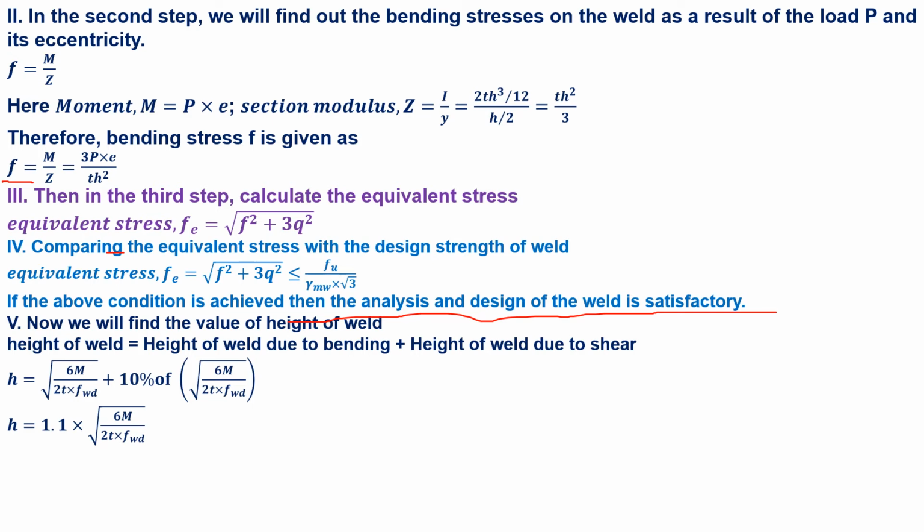Next step, we will find the height of weld. Height of weld equals height of weld due to bending resistance plus height of weld due to shear. Height of weld due to shear is 10% of height of weld due to bending. Therefore, total welding height is 1.1 multiplied by the square root of 6M upon twice t into yield strength of weld.